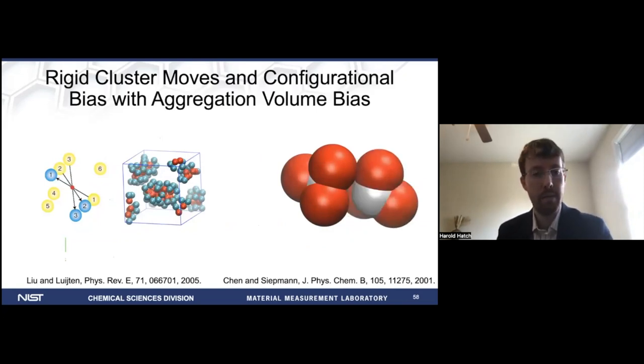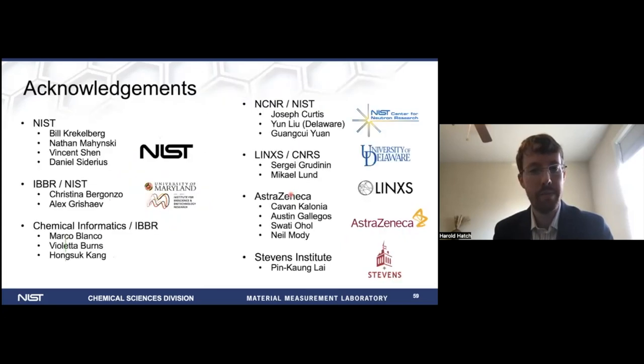And so you need rigid cluster moves in Monte Carlo to be able to efficiently sample these, and those are available in the code, as well as configurational bias and aggregation volume bias methods to find favorable relative orientations between flexible molecules.